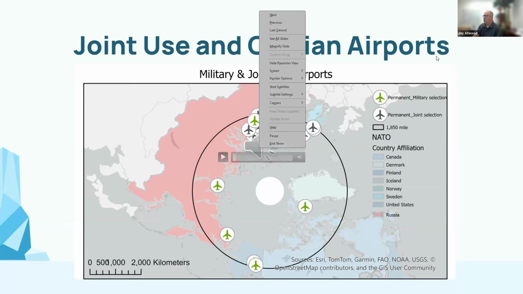This map here shows joint military use in civilian airports. As the geopolitical tensions increase between the United States and Russia, these are potential areas where military expansion could occur.